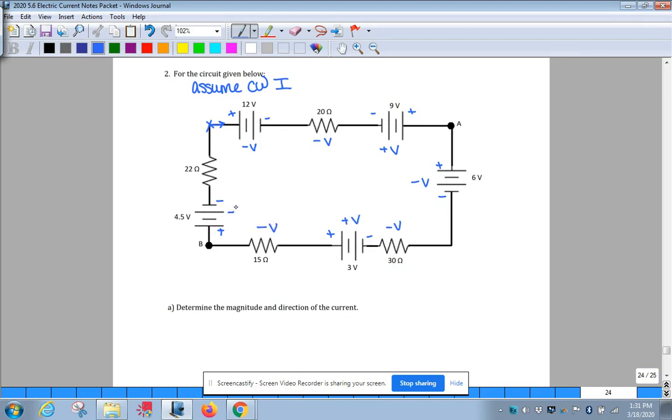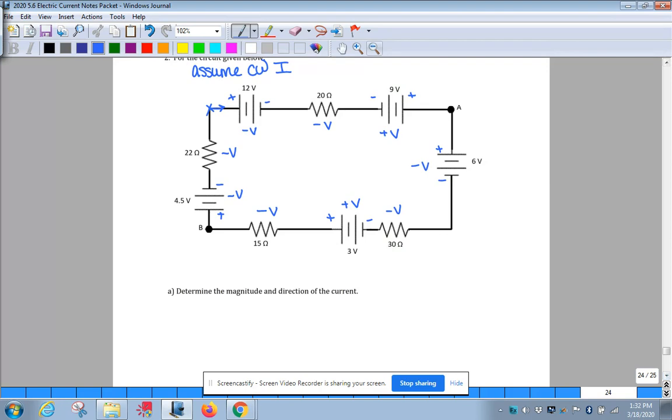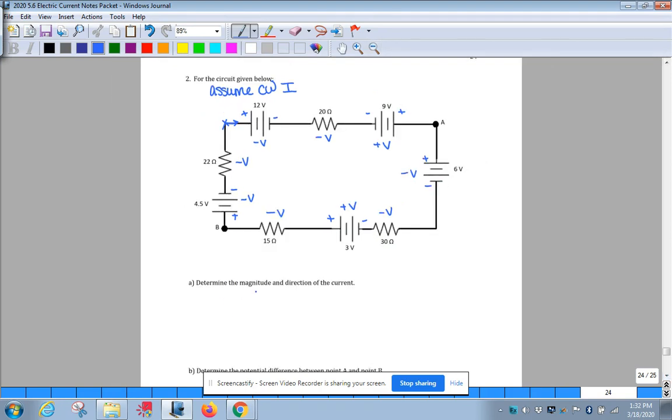Positive to negative is negative, and then we have negative. Okay, so based on our assumed direction of the current, I'm going to determine the magnitude and direction of the current using the loop rule. So the sum of the potentials around the loop, we have to make one complete loop around the circuit. The sum of the potentials has to equal 0.